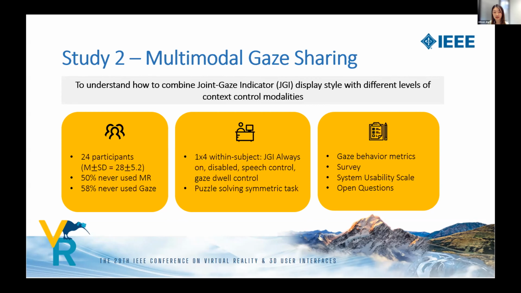A puzzle-solving task that requires symmetric collaboration was used. We created gaze behavior metrics as objective measures and post-condition and post-study surveys as subjective measures. To conclude, a system usability scale, a post-study preference ranking, and open questionnaires were also included. I'll show a brief demo of the study as well.